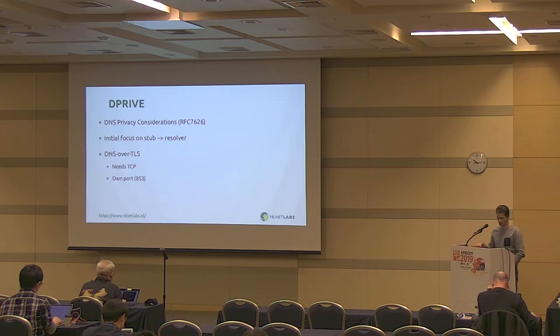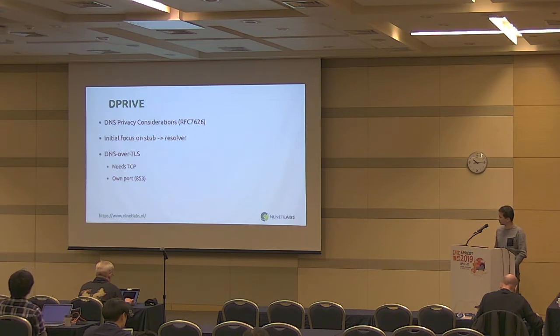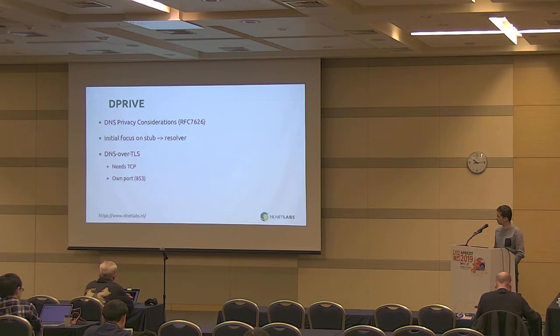So one of the solutions or documents the DPRIVE working group came up with is the DNS over TLS RFC, which basically is what it says: do your DNS over an encrypted connection using TLS, which means you will need TCP here, since TLS goes over TCP. The decision was made to use its own dedicated port, so port 853 is for DNS over TLS.